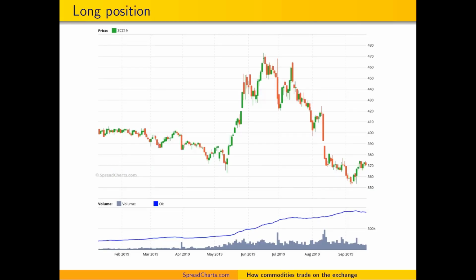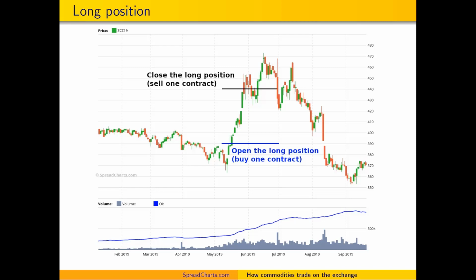You are looking at the corn price chart, specifically December 2019 corn, or ZCZ19. This contract expired in December 2019. And now, imagine we want to buy corn at 390 cents because we think its price will go up. We open a long position. In other words, we buy the contract. After the price goes up, we close this long position and sell the contract back at 440 cents.